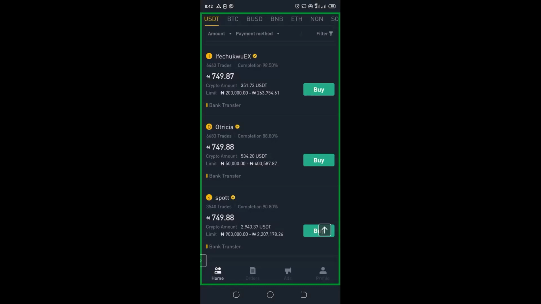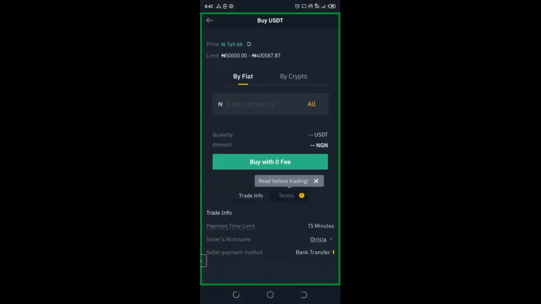You press on buy. Okay, please, P2P is an area where you need to be very sensitive and you need to be very careful. I just point out those areas. You look at the person's trades, you look at the person's completion rates, and you look at the person's limits so you don't make mistakes.